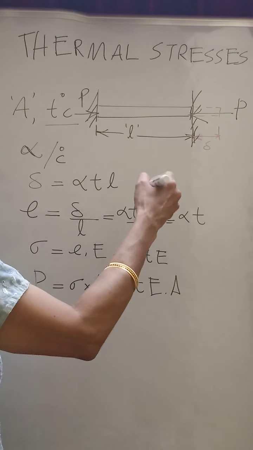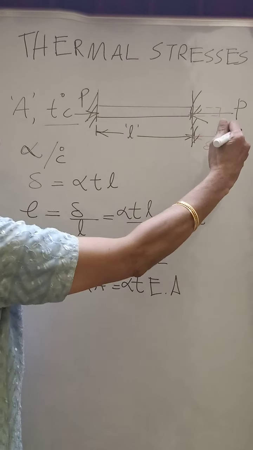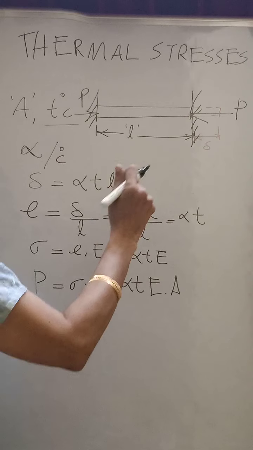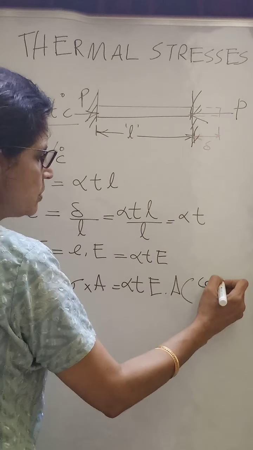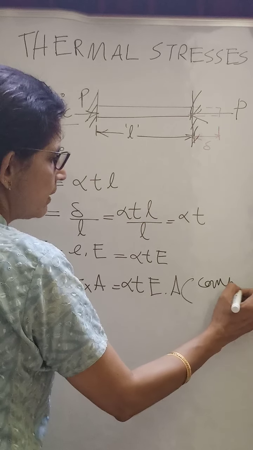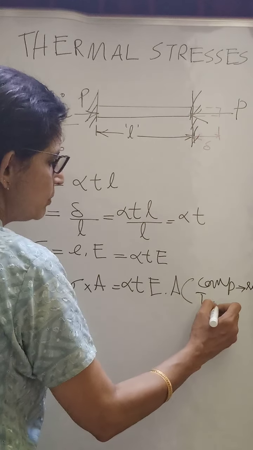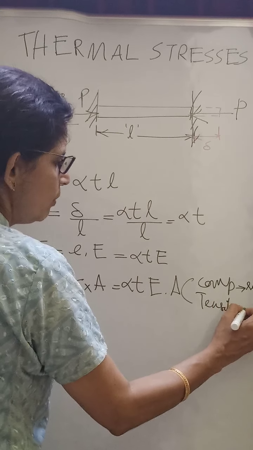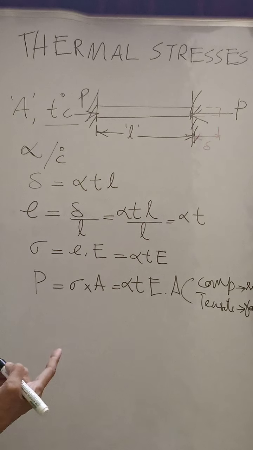If it is a fall in temperature, what happens? The bar will contract, so it has to be pulled to come back to this position. So this will be a compressive force if it is a rise in temperature, and it will be a tensile force if it is a fall in temperature. So this is the concept of temperature stress.